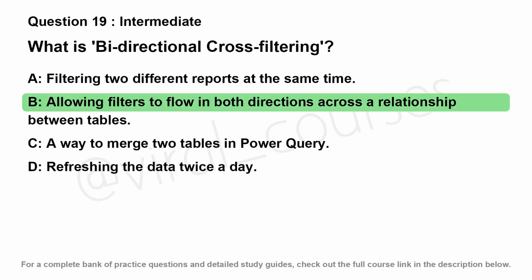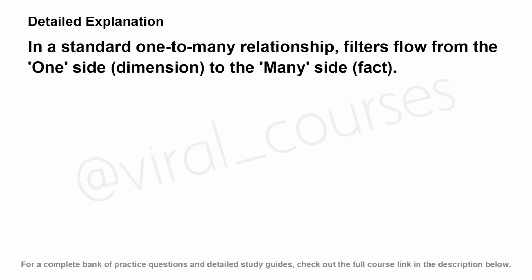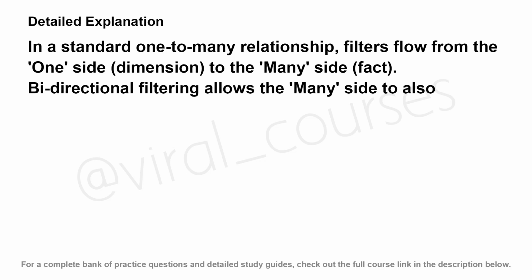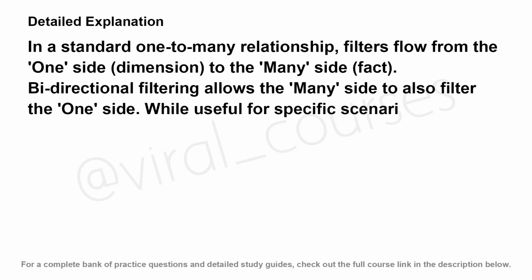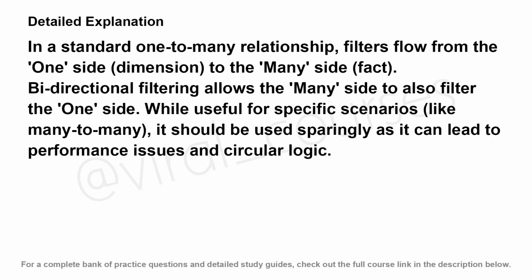The correct answer is B. In a standard one-to-many relationship, filters flow from the one side dimension to the many side fact. Bidirectional filtering allows the many side to also filter the one side. While useful for specific scenarios, like many-to-many, it should be used sparingly as it can lead to performance issues and circular logic.